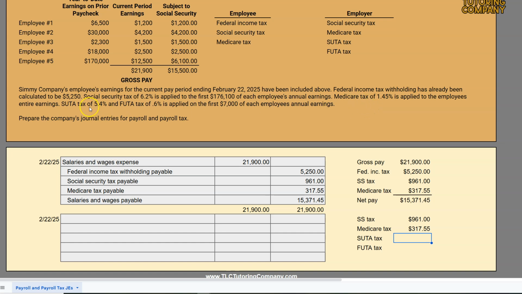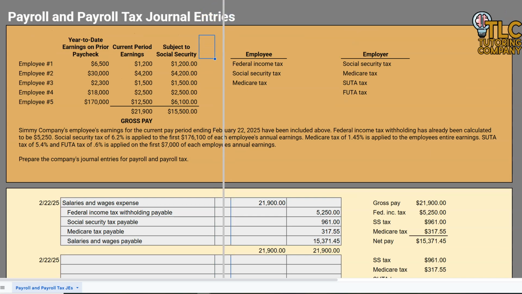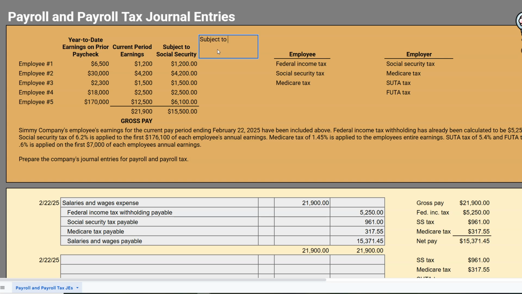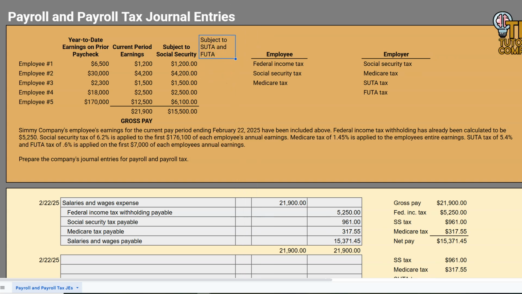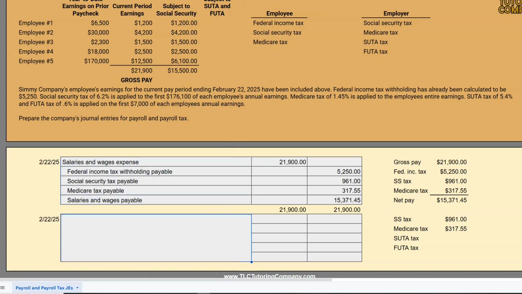So we see that for SUTA, 5.4% is applied to the first 7,000 of each employee's annual earnings. And the same thing for FUTA. So I'm actually going to get us another column here. Okay, let's clean it up a bit. There we go. So the amount subject to SUTA and FUTA can only be a maximum of $7,000 for the year. So when we're taking a look at our SUTA and FUTA, we're going to have to be very careful to make sure that we didn't already tax this or get taxed this amount previously.